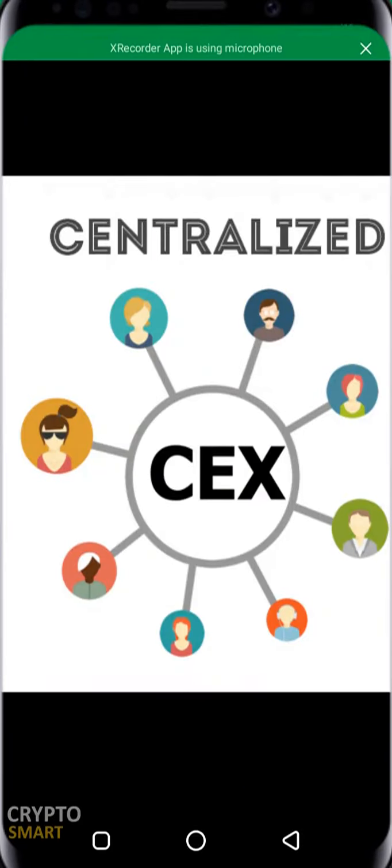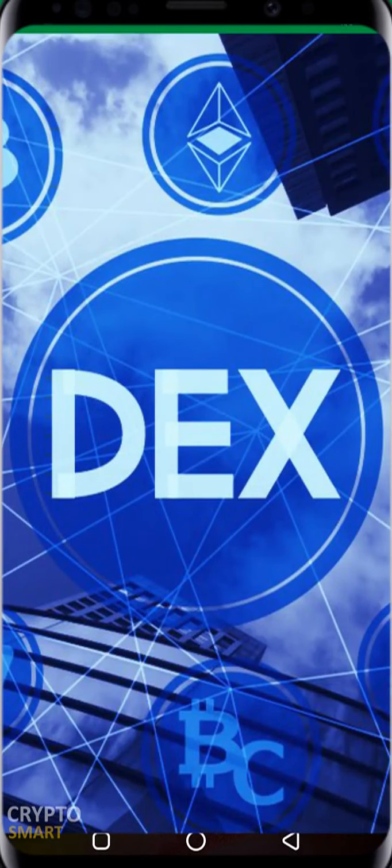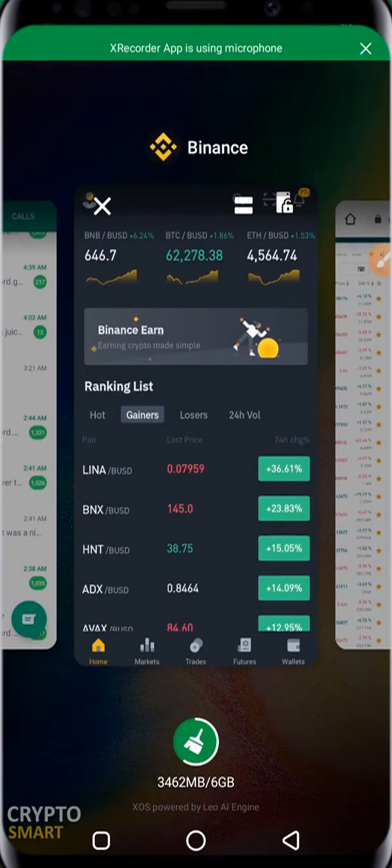Have you ever wondered what a centralized exchange is or what a decentralized exchange is? In this video, we'll be learning everything you need to know about centralized exchange or CEX or Decentralized Exchange or DEX.